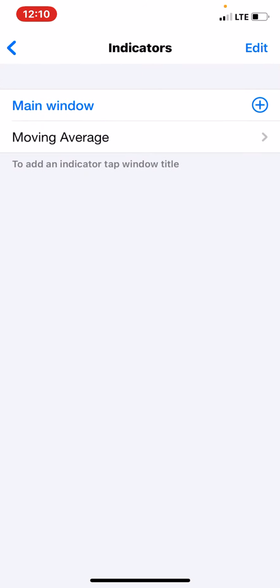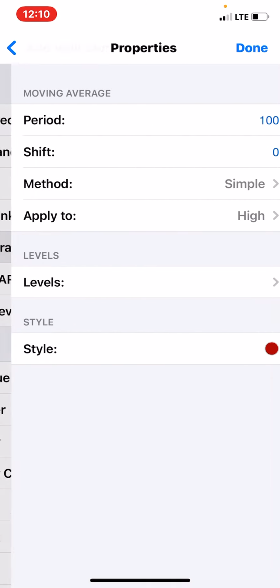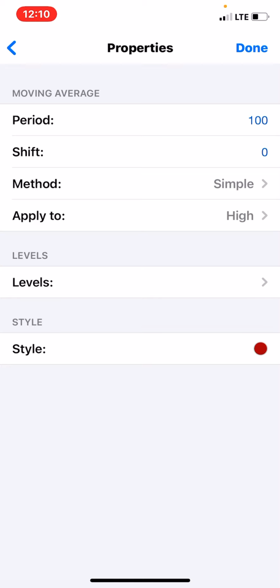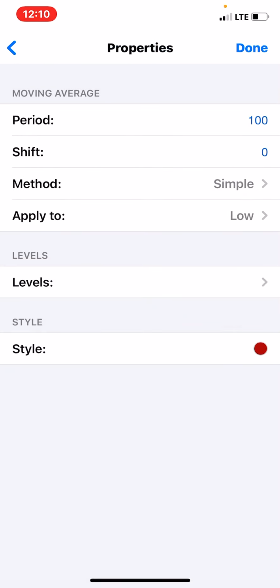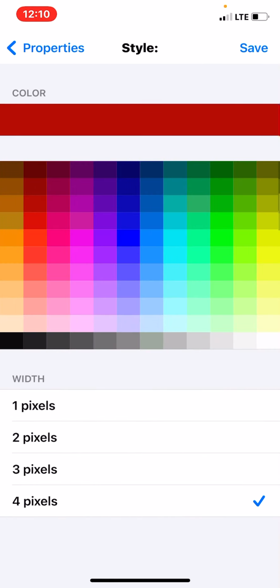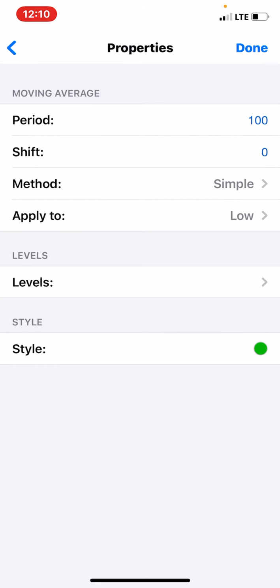The next indicator that we want to install again is a moving average, and it is going to have the same settings, the same period of 100, a shift of 0, a method of simple, but this time we want to apply to low, right? So choose low, and then obviously the color is going to change. We're going to put the green color, and then you can click on save. So it will be something like this. You can write this down or take a screenshot so that you will do the same procedures later on.